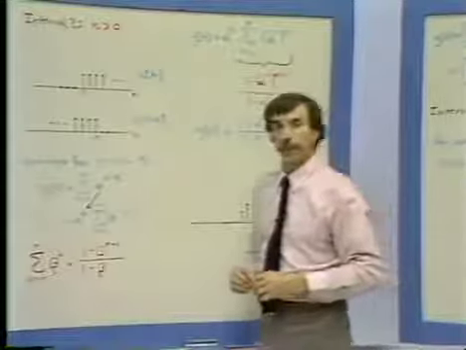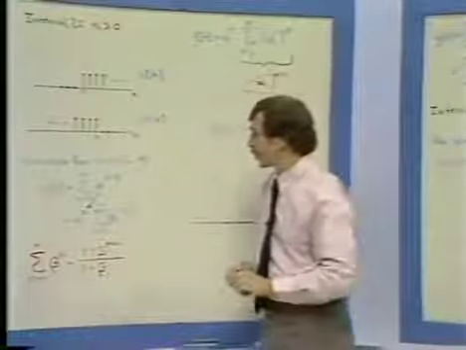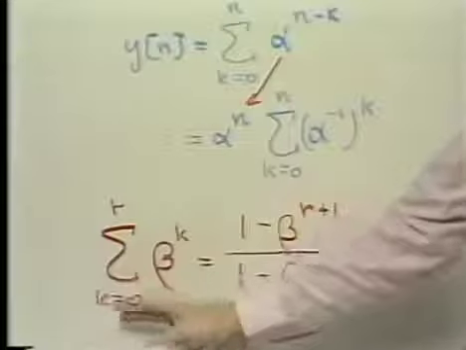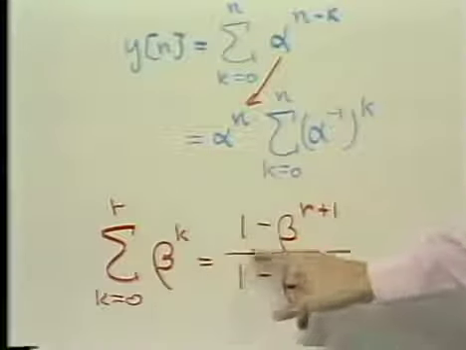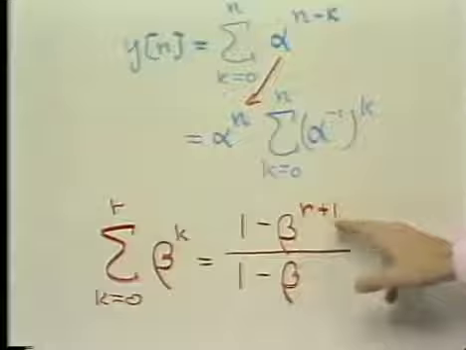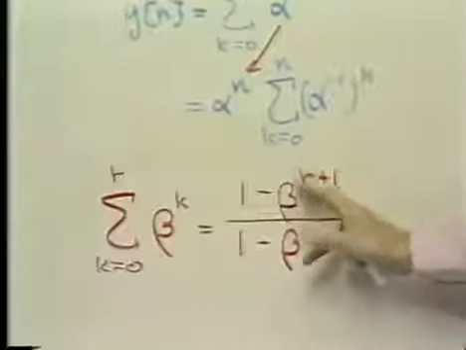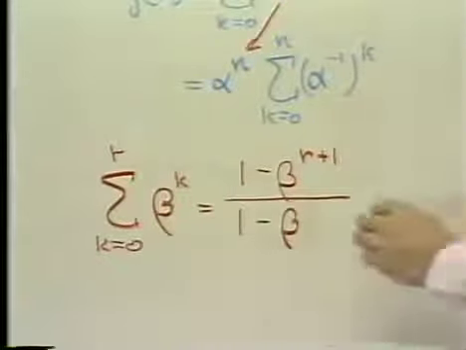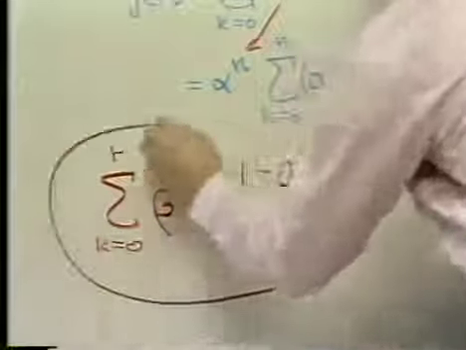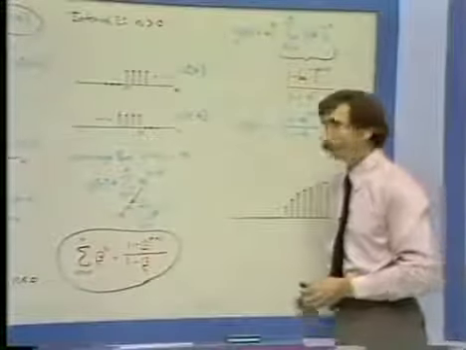And in particular, what the sum of a geometric series is, is what I've indicated here. We have the sum from 0 to r of beta to the k, and it's 1 minus beta to the r plus 1. This is one more than the upper limit on the summation, and in the denominator is 1 minus beta. So this equation is important. There's no point in attempting to derive it. However you get to it, it's important to retain it.